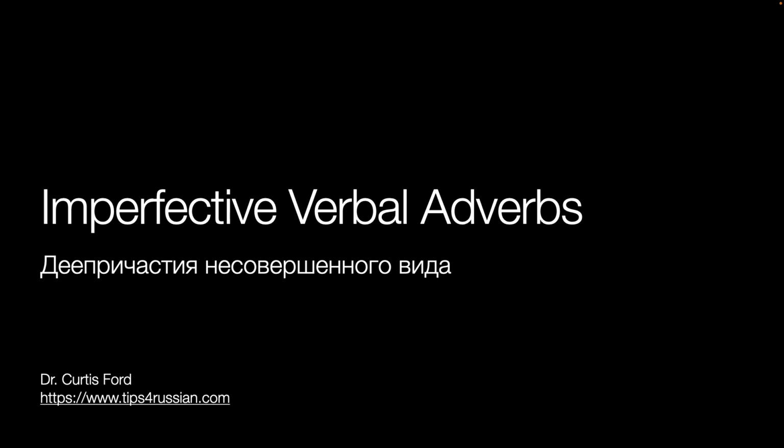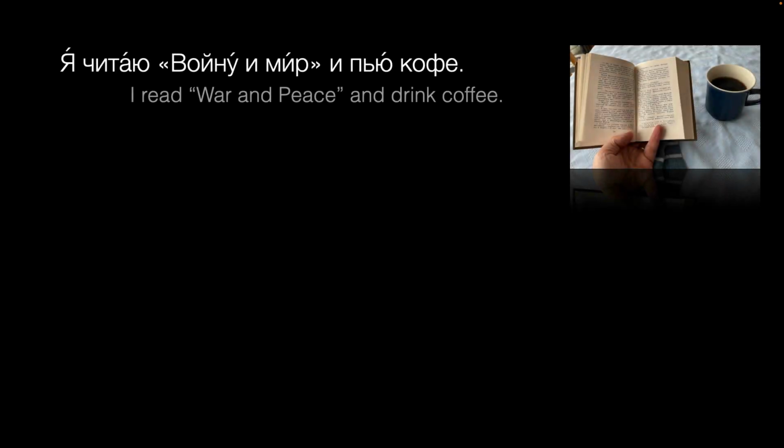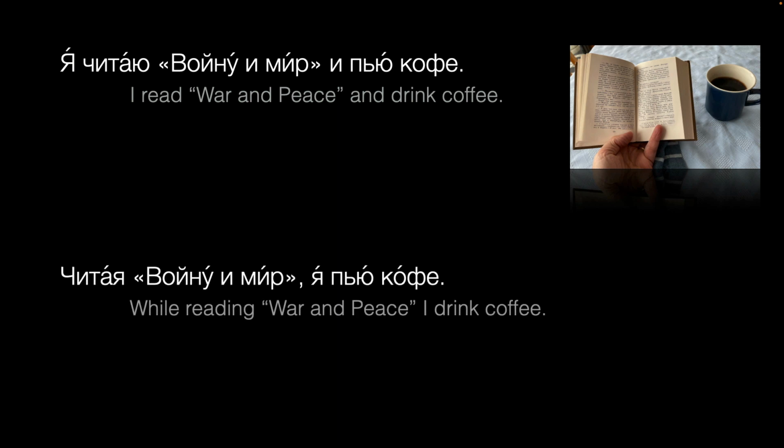In other videos, we've seen how you can use the imperfective aspect to talk about two things happening at the same time. Я читаю «Войну и мир» и пью кофе. And there's another way to express this kind of thought, and it looks like this. Читая «Войну и мир», я пью кофе.